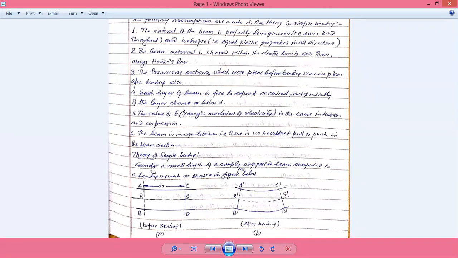What you see here is A, B, C, and D. These are the two sections which are a distance dx away from each other. Same is the case here. But after the bending, they take the form A dash, B dash, C dash, and D dash. There is also another straight line which goes through the central axis of the beam, known as RS, which becomes R dash and S dash. Before the bending it was RS, and after it was R dash S dash.